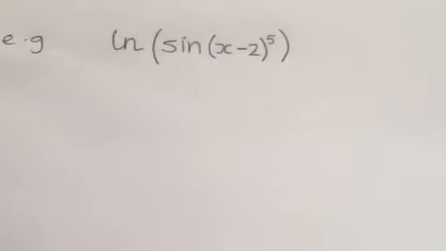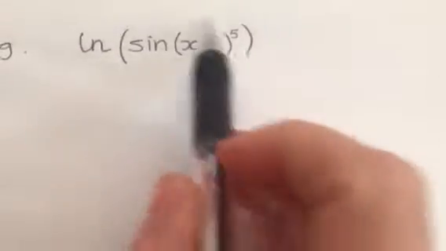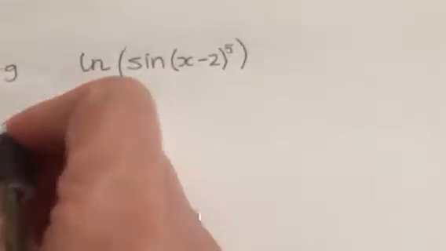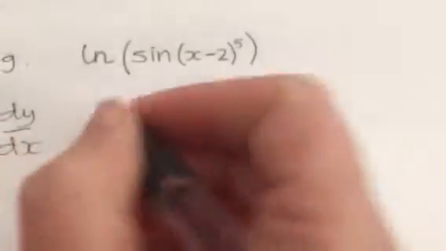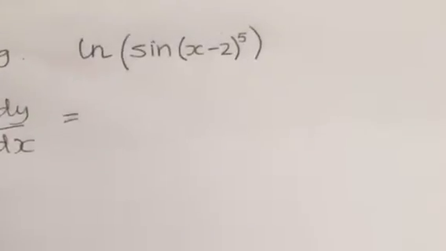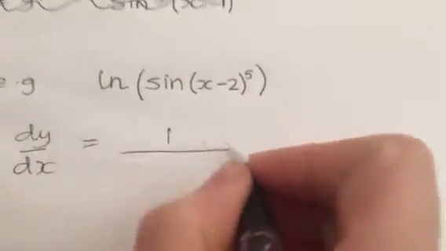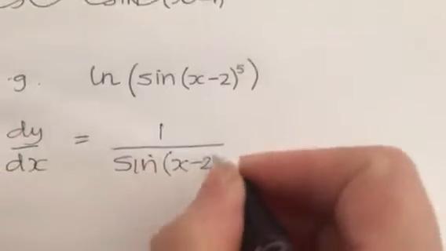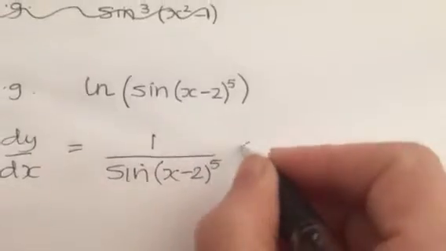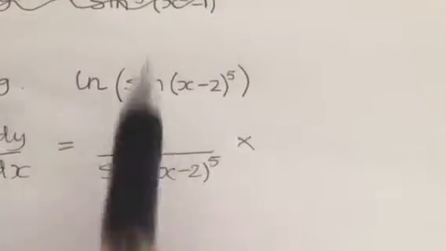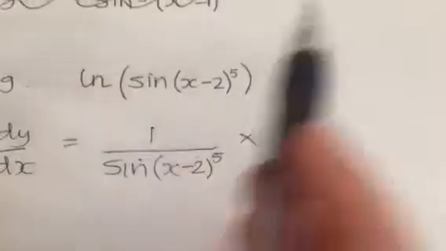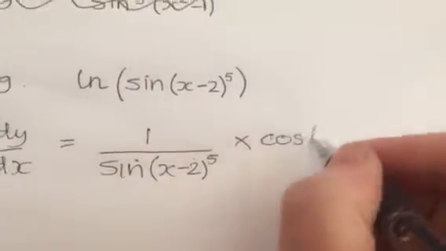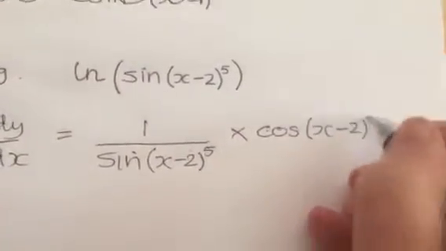One more example to illustrate it, and I'm going to differentiate ln of (sine of (x minus 2) to the 5). So this is ln of all of this. So the first step is to differentiate ln, and I know that if I differentiate ln, I get 1 over. So ln of something differentiates to 1 over something. So 1 over sine of (x minus 2) to the power of 5. Then multiply it by the something differentiated. So if I differentiate sine, I get cos. So it's cos of (x minus 2) to the 5.